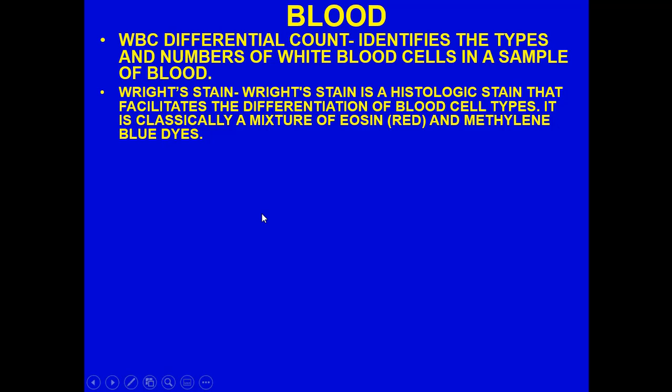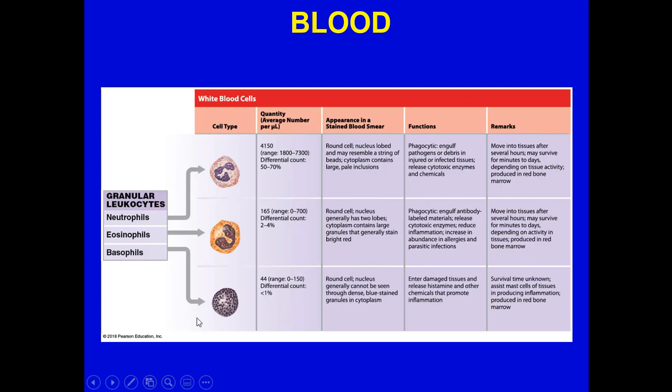Now, there is a diagnostic tool that's used. It's called the WBC differential count. This will identify the types and numbers of white blood cells in the sample of blood. Basically, they use a stain called Wright's stain. It's a histological stain that facilitates the differentiation of blood cell types. It is classically just a mixture of eosin, which is a dye, and it comes off kind of red, and methylene blue dyes, which comes off obviously blue.